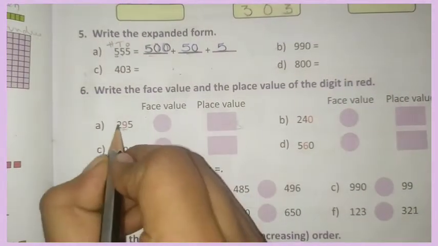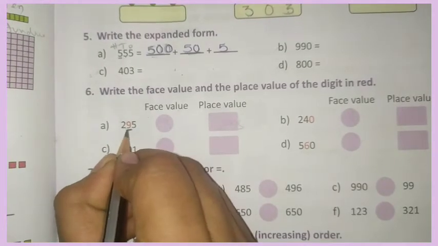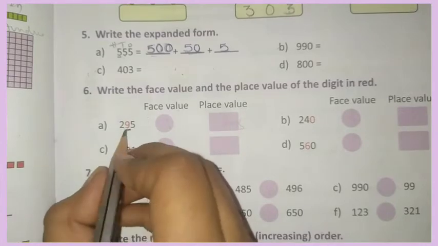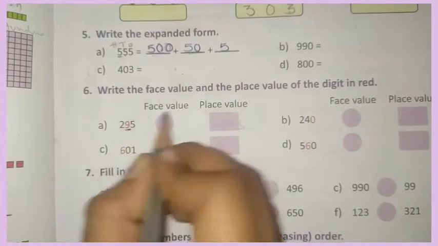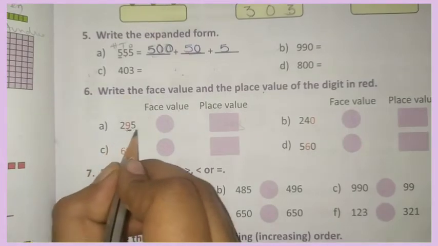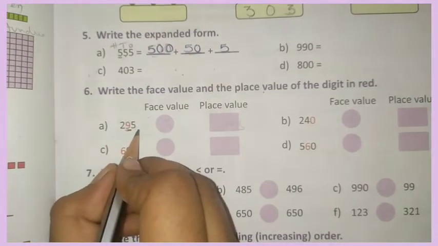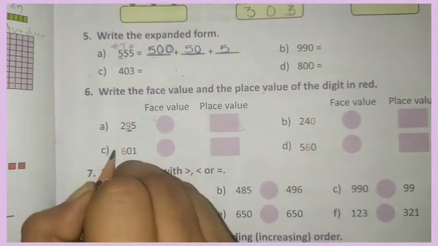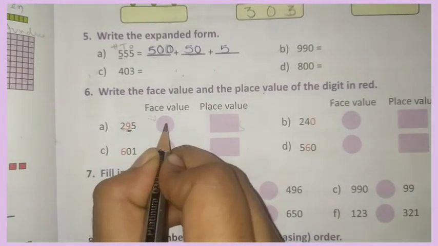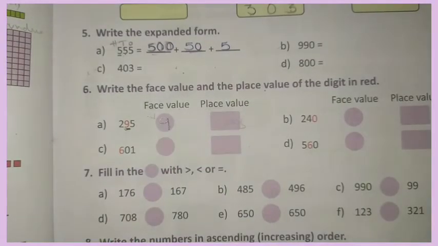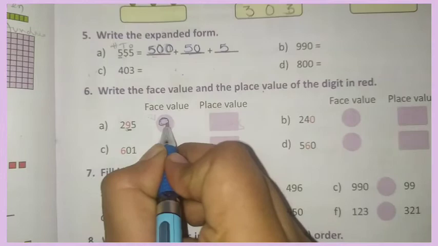Here, look here. First one, 9 is in red. 9 is in red color. So we have to find face value and place value of the 9 in 295. Face value means we get the same digit. Here 9 is in red color. So we will get face value as 9 only.